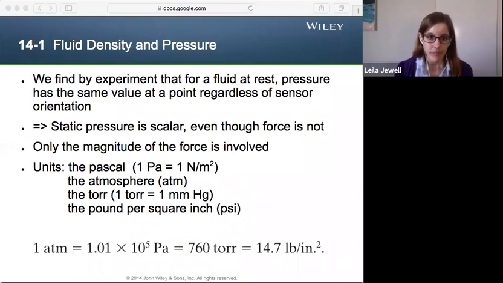All right. Now we could find by experiment that assuming our fluid is at rest, not moving, the pressure will be the same throughout. It doesn't matter how that little sensor is oriented in there. So pressure is a scalar. Even though force is not a scalar and pressure is equal to force over area, it's just dealing with the magnitude of the force. So our units of pressure are known as pascals, and the pascal is equal to the unit of force over area, Newton per meter squared. So that's by definition called a pascal, Pa.